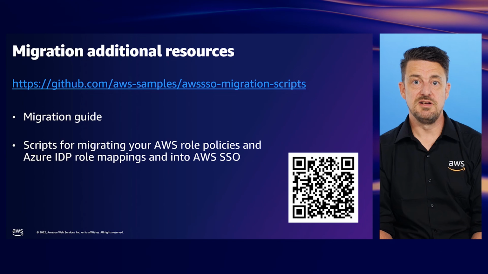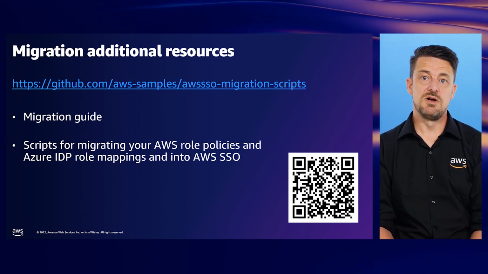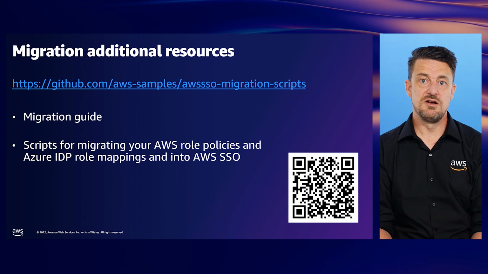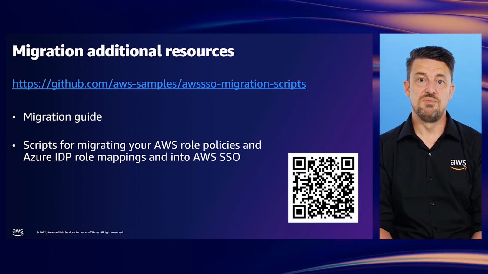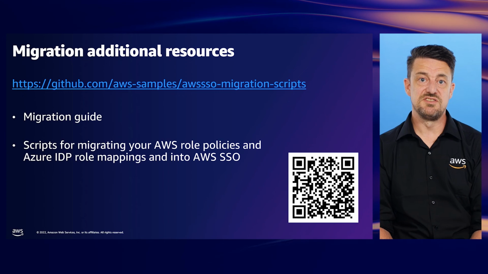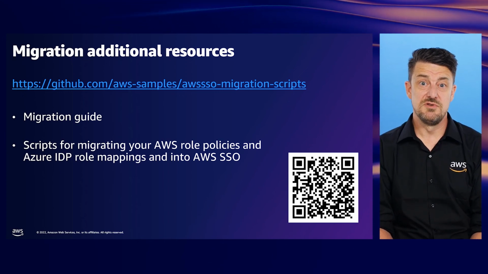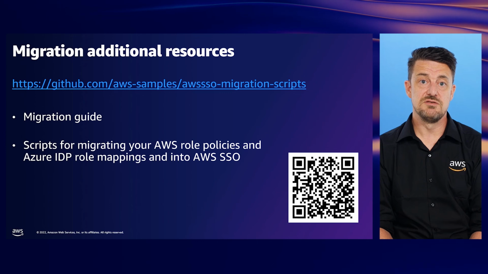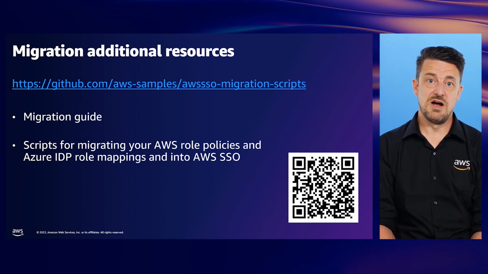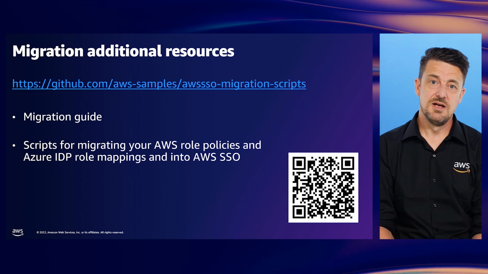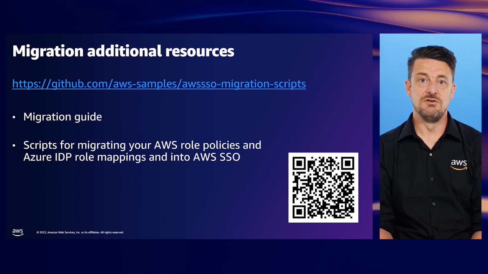These last 2 steps might sound complicated, so we've provided a link and QR code to an AWS samples code repo. This repo provides you a detailed migration guide that explains the above process step by step. There is also the code that performs permission set creation from your existing federated roles and the code to create the account assignments from your existing IDP configuration. If you have an AWS environment and an existing Azure AD SAML Federation implementation, this code will make it simple for you to migrate directly into AWS SSO.